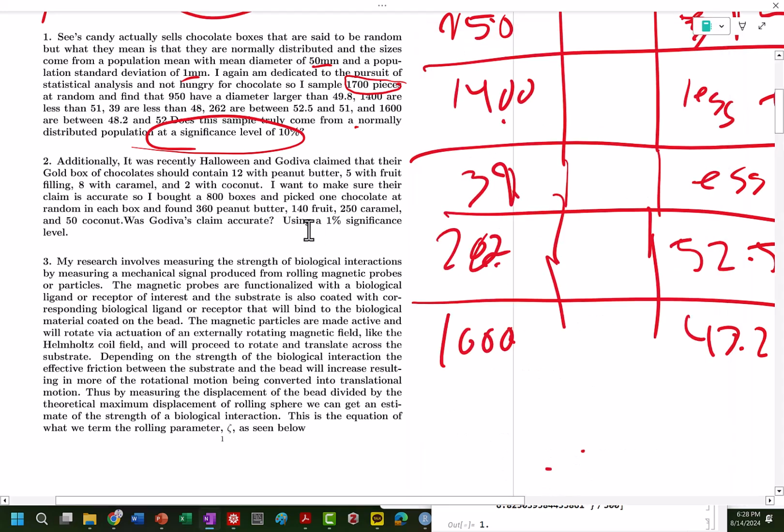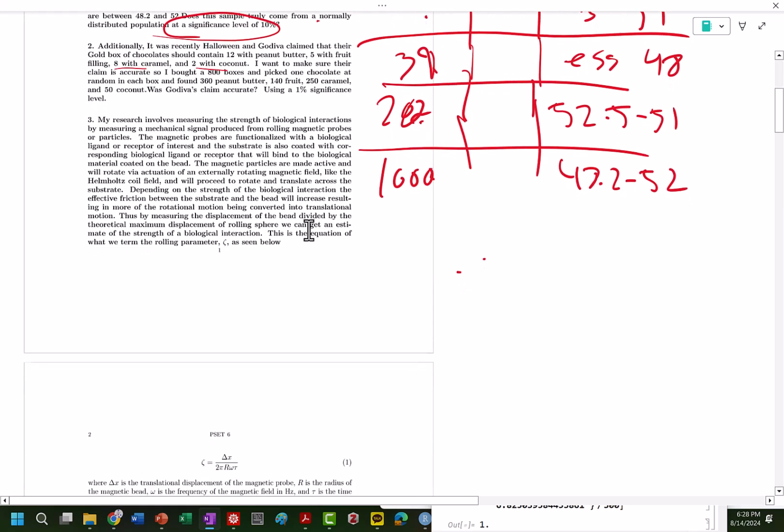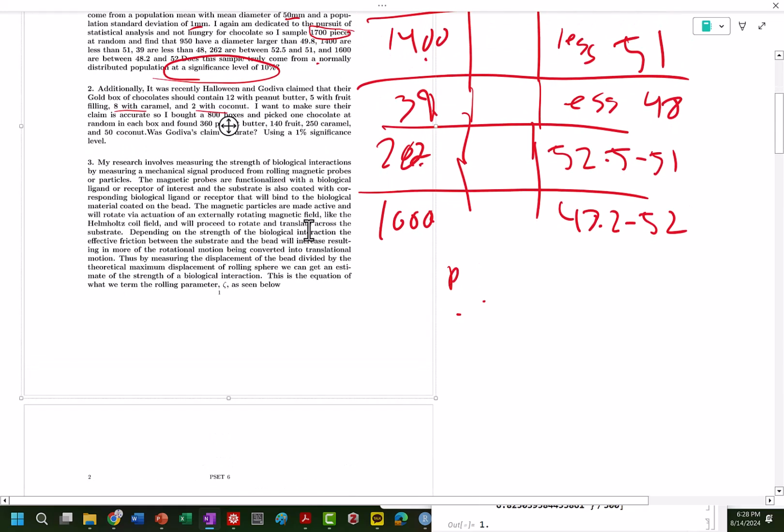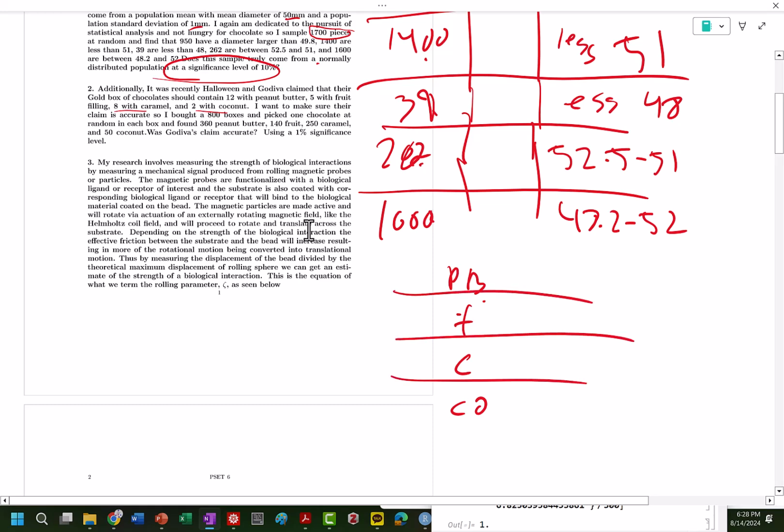Ooh, actually, this is an interesting one. So let's see. Recent Halloween Godiva, so it should have 12 peanut butter, 5 fruit filling, 8 with caramel, 2 with coconut. So I did samples. So our outcomes could be PB, fruit, caramel, coconut. So those are the probabilities that we have.